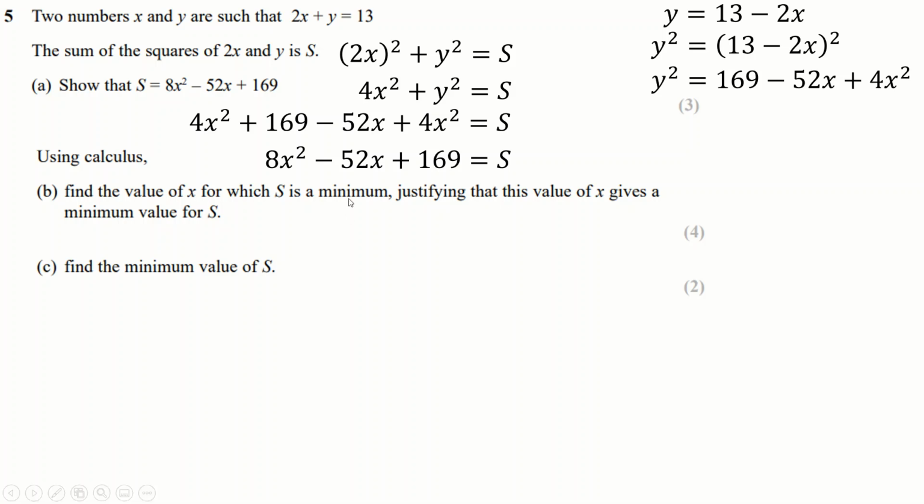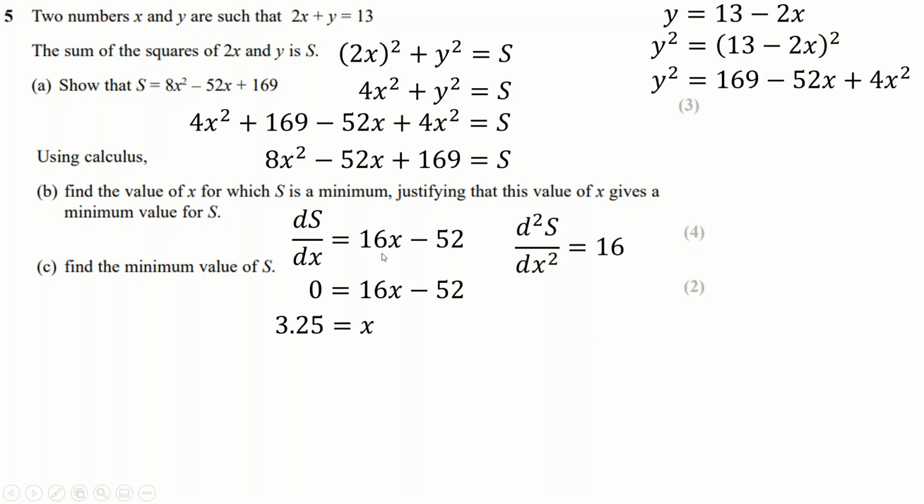Whenever you see minimum or maximum, you're just differentiating. So let's do ds by dx to get this, and let's set that to be 0, and we find that x is 52 over 16, which is 3.25. Now, to justify that this is a minimum, you could differentiate again. In fact, that's what I did because differentiating this is so easy. And if it's bigger than 0 at this value, then it's a minimum. Of course, this is bigger than 0 for any value, not just this value, because it's just the number 16. So any stationary point you would have found is a minimum.